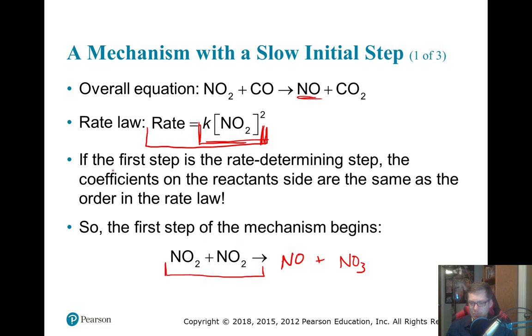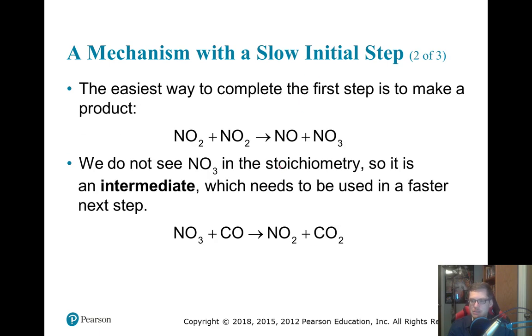We're just making that assumption for this example. Whenever you're making your own reaction mechanisms, you always have to make an assumption to start. It's kind of like doing a Sudoku puzzle. So you do this step here, and we assume that we're going to make NO and NO3. We decided to make NO because that's one of our products, and that just makes sense. So here's the step we just came up with. This is the easiest way to make that first step: make one of the products.